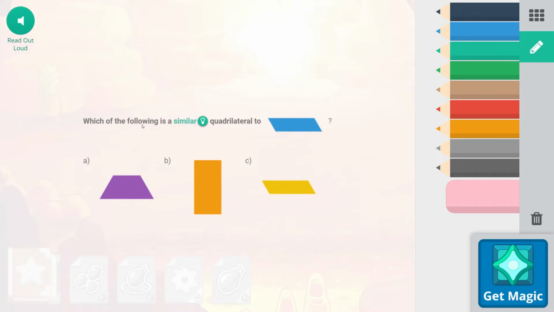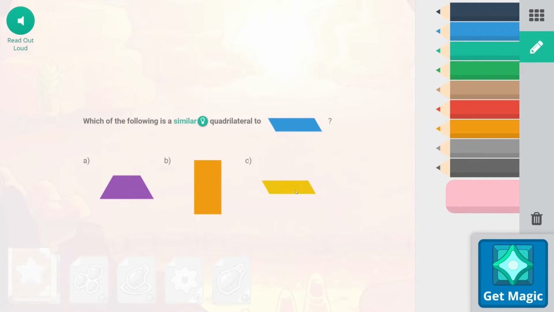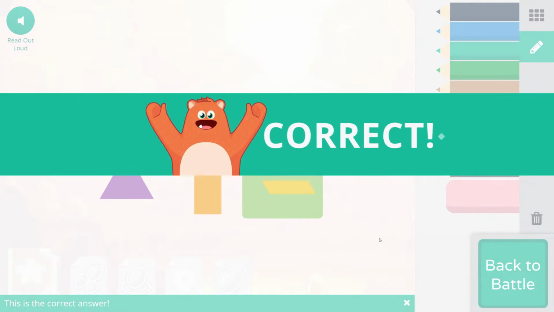Alright, the similar shapes look the same. So similar shapes look the same. Wow, it's like I read it beforehand. And can be a different color or rotated. These are similar shapes. Those are not. Okay? So C is going to be our similar shape.